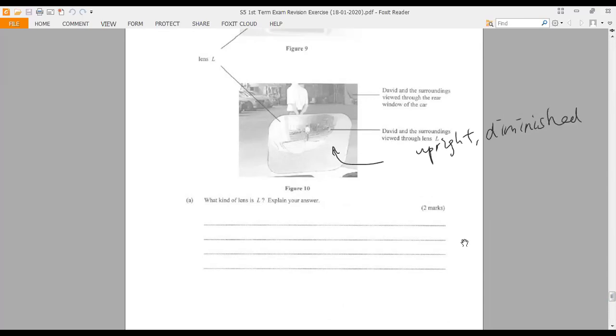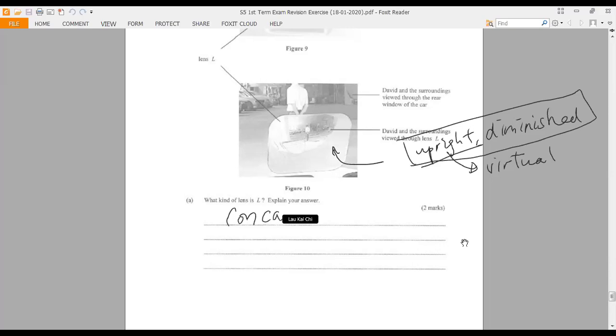And since it's upright, it should also be virtual. But it doesn't matter. Usually we only need these two to tell what lens it is. When it's upright and diminished, it has to be a concave lens. And the reason you just say is the nature of the image.